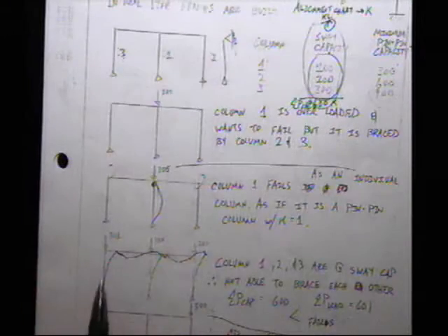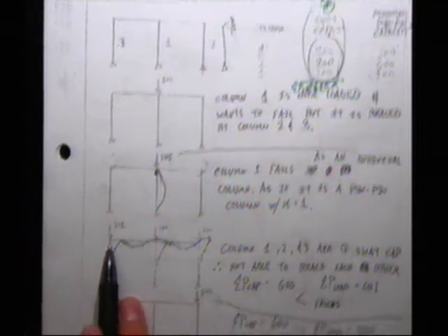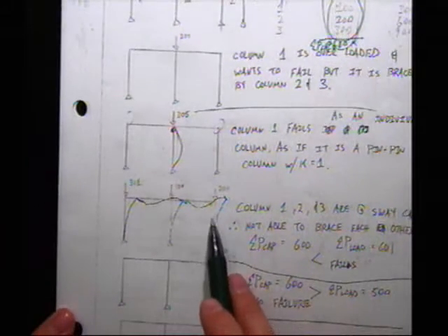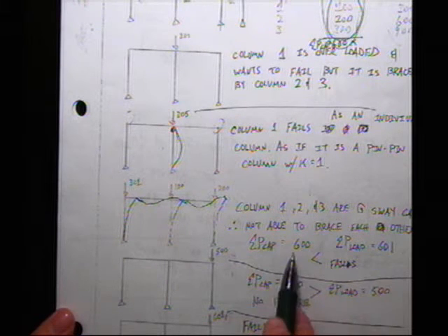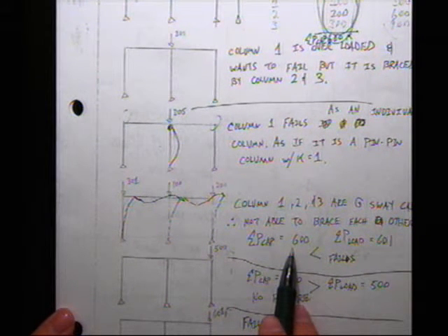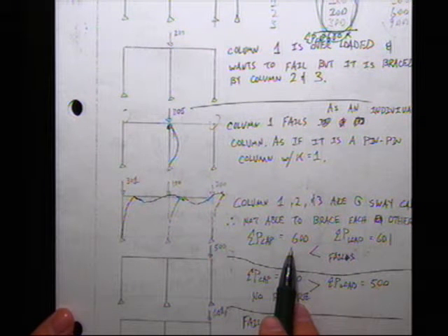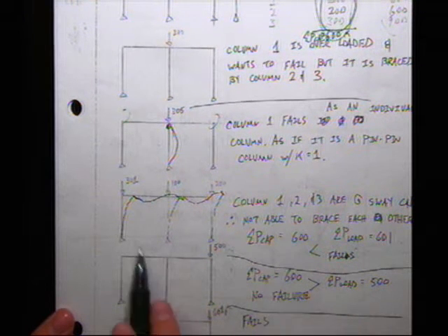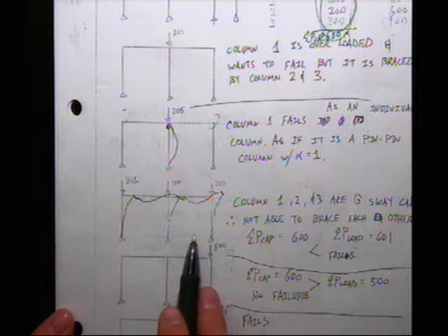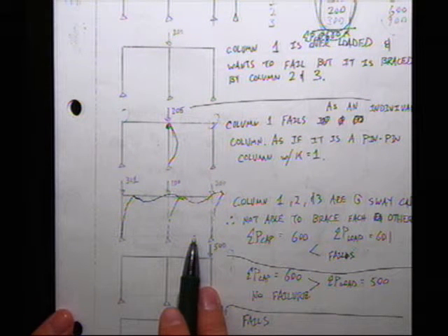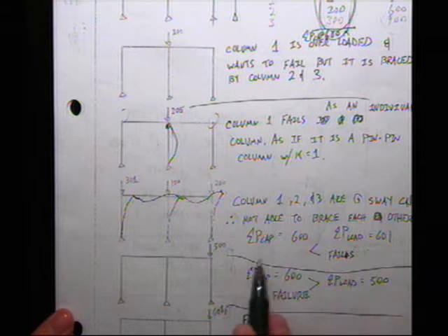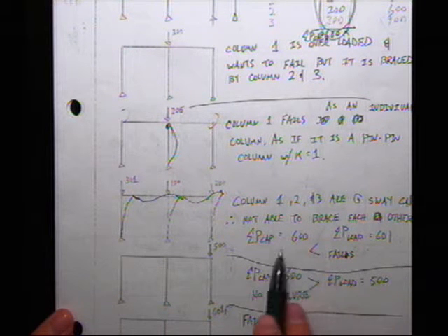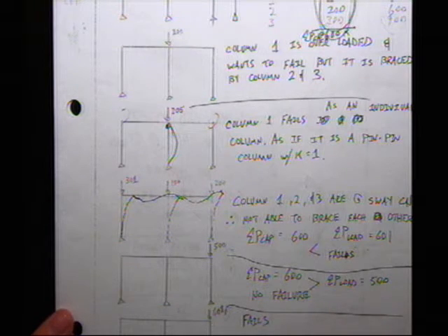Great. So let's say I add 301 over here, 100, 200. We add these up. What do we get? 601. 600 is the capacity. What's going to happen? It's going to fail as a group, right? It's going to all lean over, and they're going to fail as a group, and it's going to look like that. Column 1, 2, and 3 are at the sway capacity, therefore not able to brace each other. Group failure.